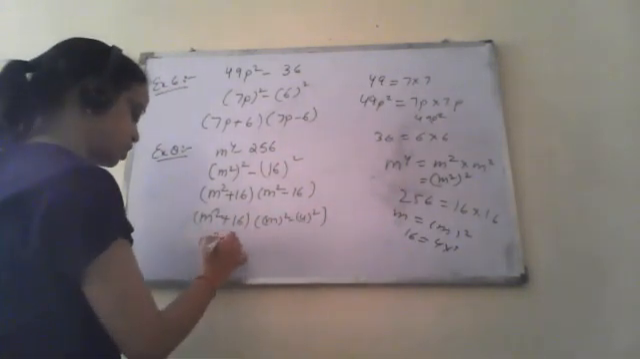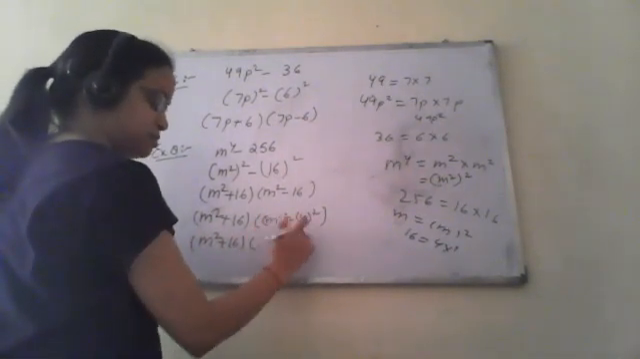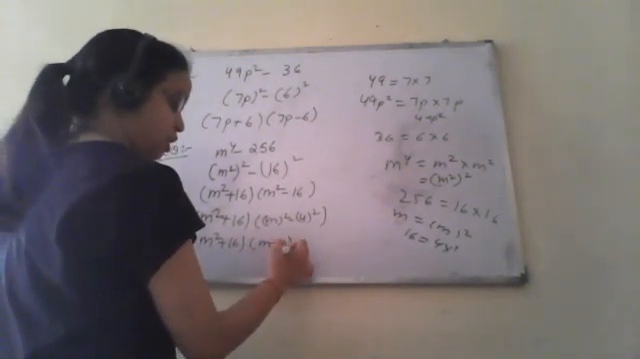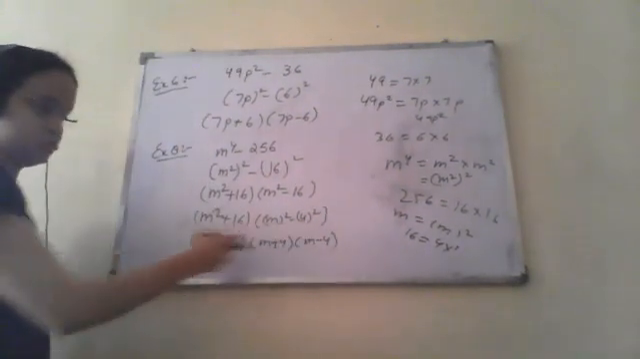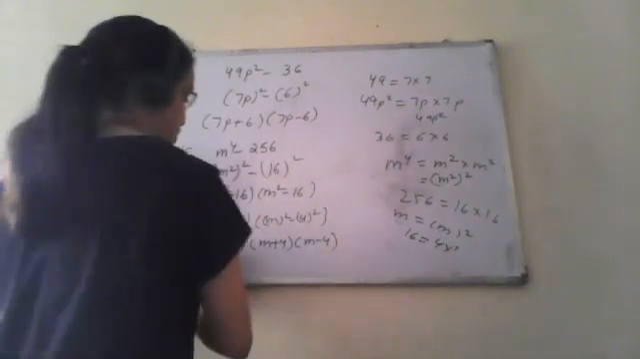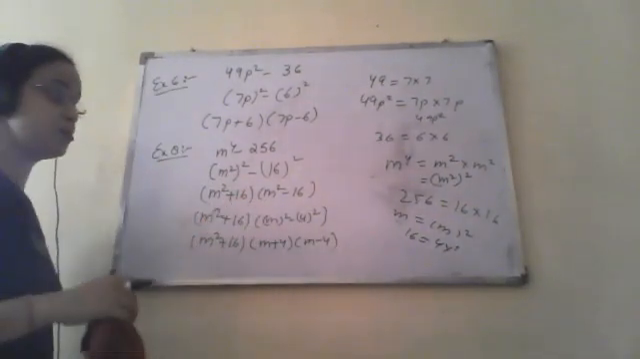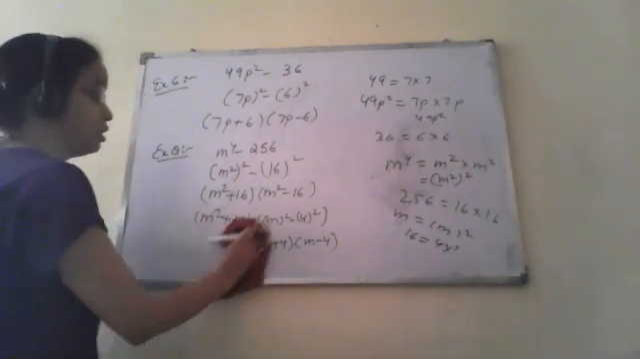So what does it become? m square plus 16, and m square minus 16 can be written as m plus 4, that is a plus b, into m minus 4, that is a minus b. So this is the final factorized form of this expression. We have to check whether any square or any identity comes up again or not, and factorize accordingly.